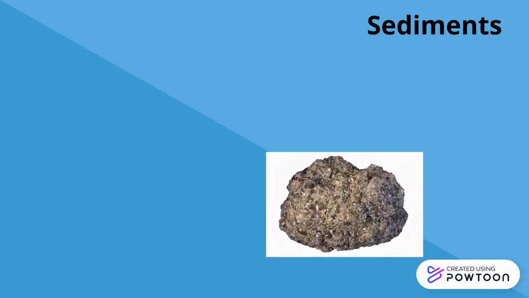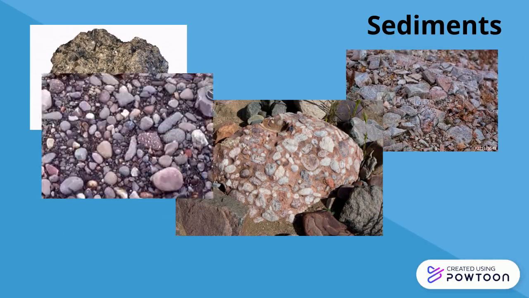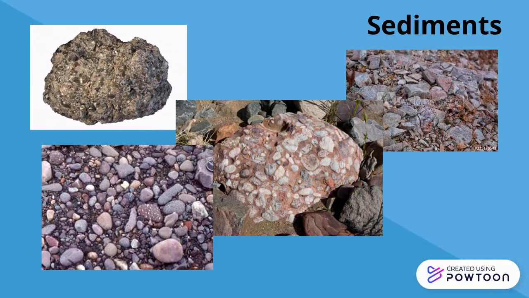The last step is sediments. This is where sediments are turned into rock. This happens when some of the phosphorus is buried in sediments and over time becomes rock. This allows the cycle to continue.